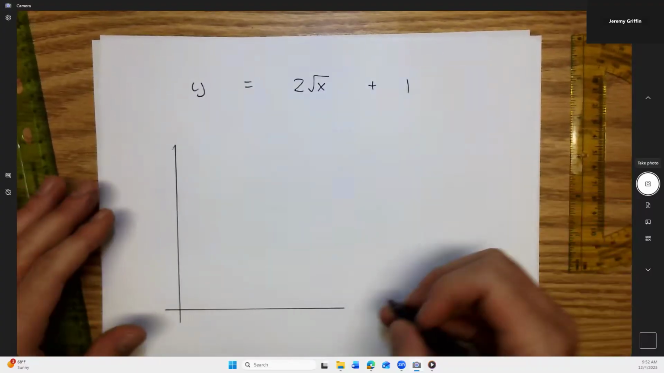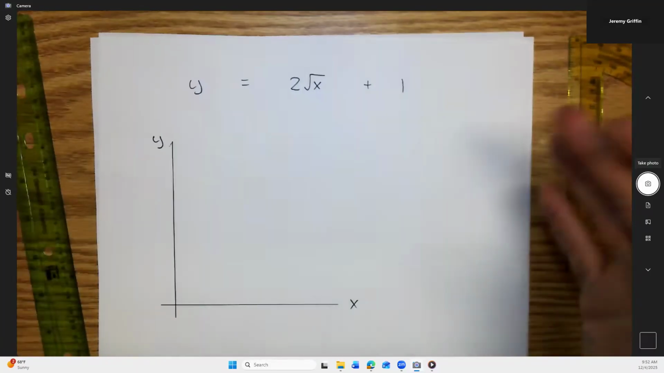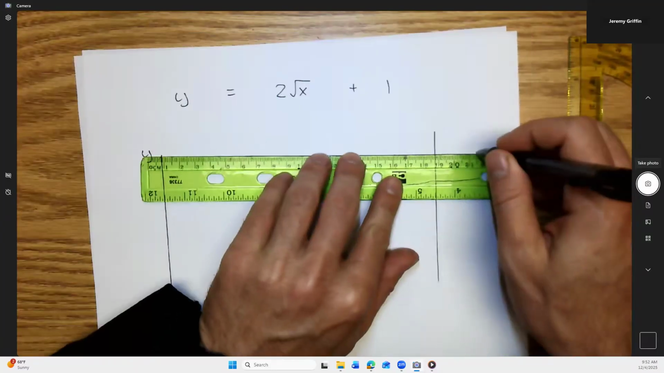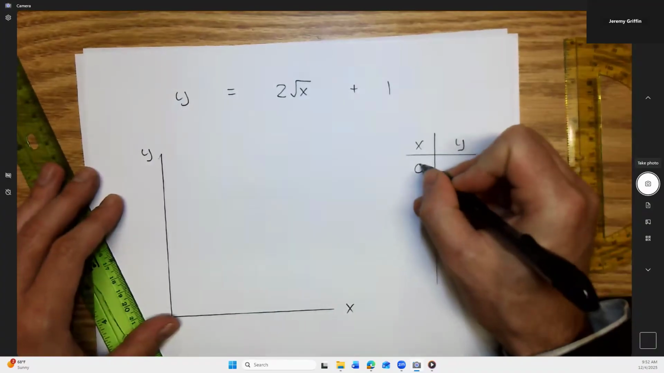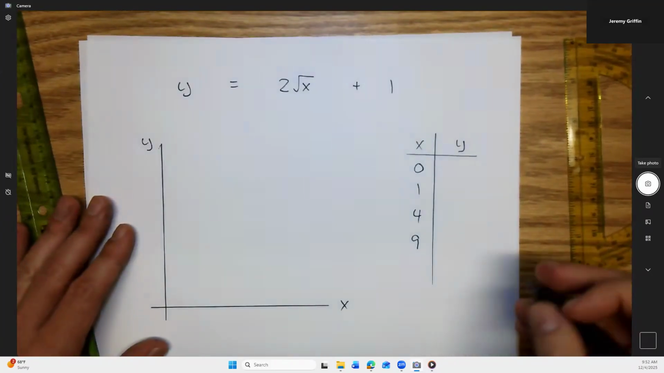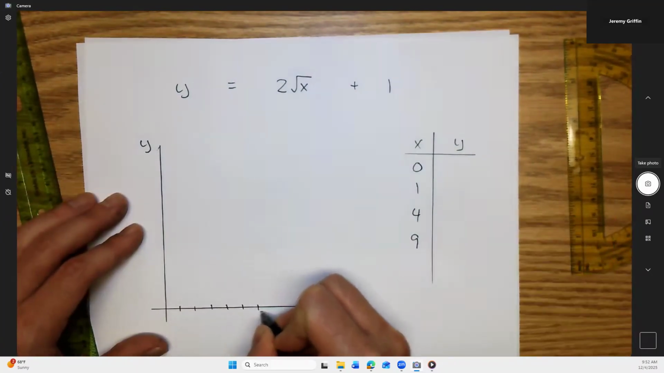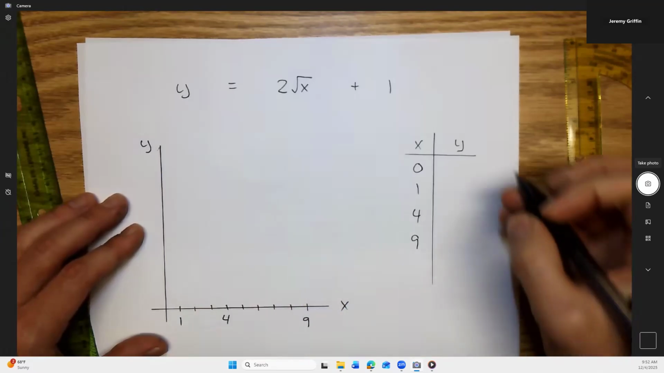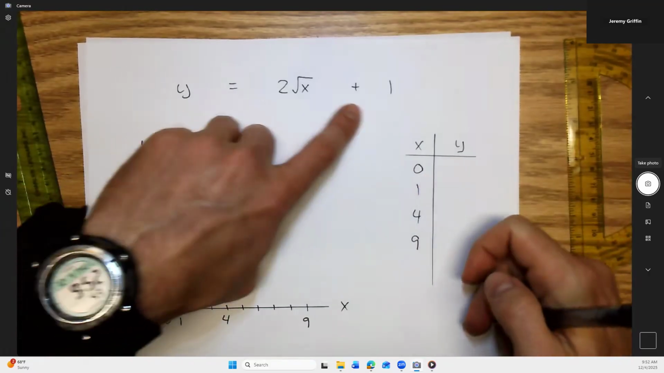So, guys, there's a couple of ways you can craft this graph. If you want to craft any graph, you could always just make an XY table. That'll never fail. So come up with X values that could be 0, 1, 4, 9, and just play around, see what happens. If I plug in 0 for X, what does the whole thing come out to?